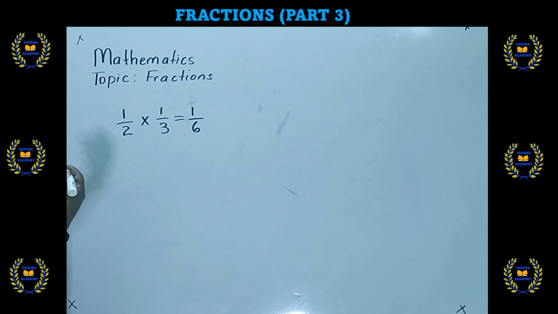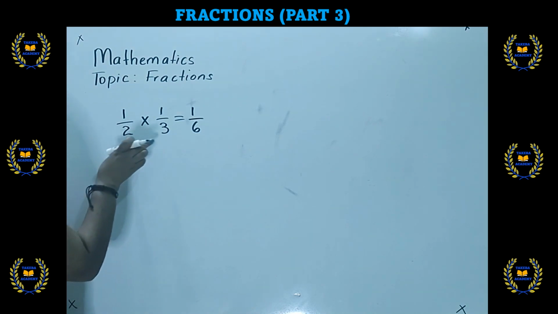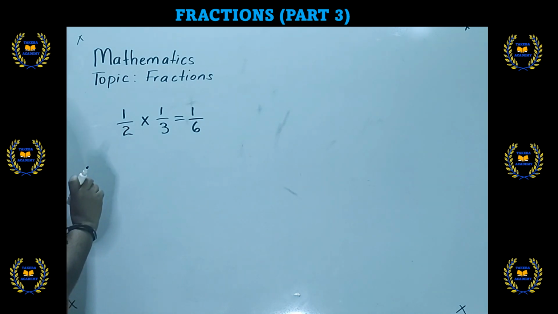Okay? When we do addition and subtraction of fractions, we have to make sure that the denominators are the same before we add or subtract fractions. But with multiplication and later when we get to division, the denominators do not have to be the same. Alright, let's work another example.